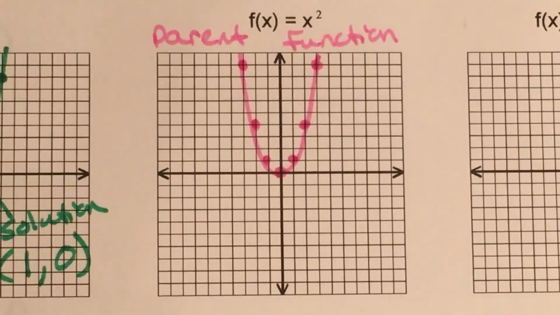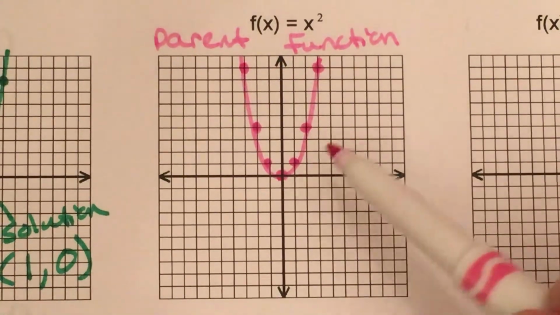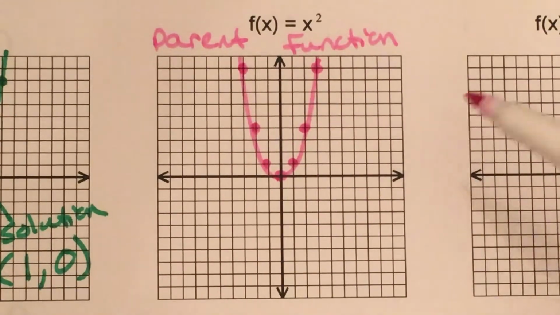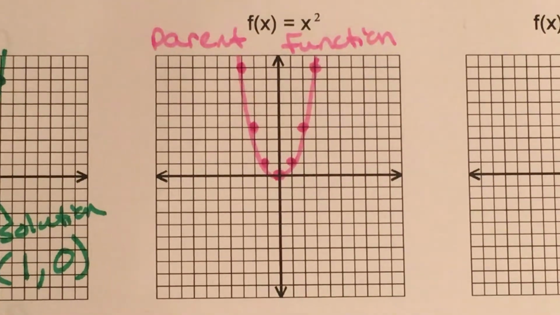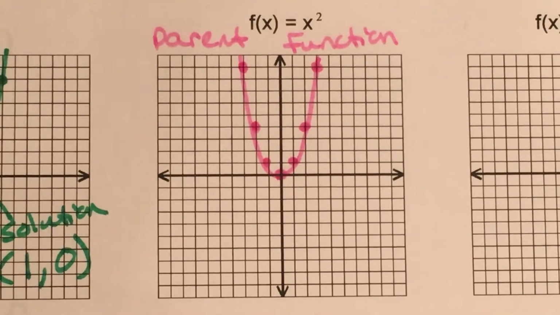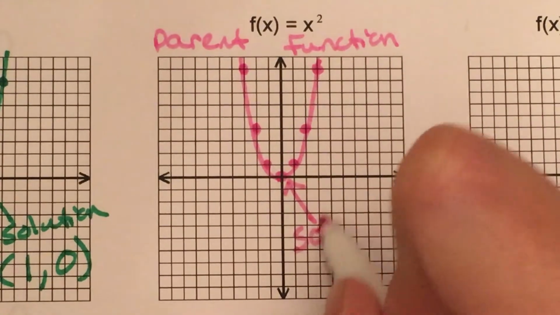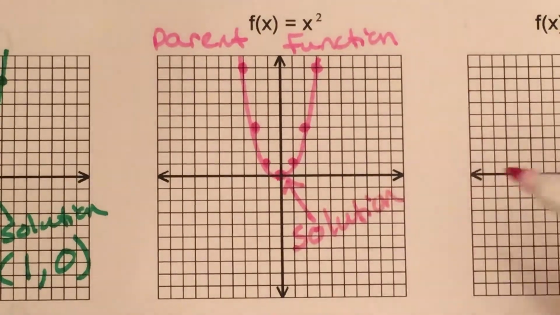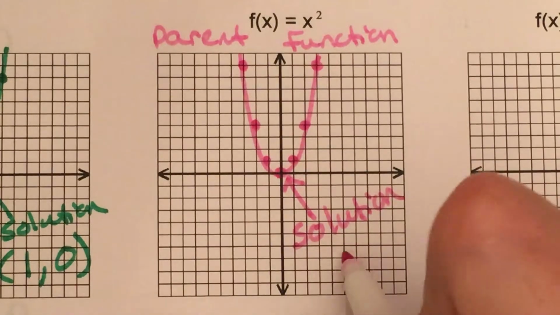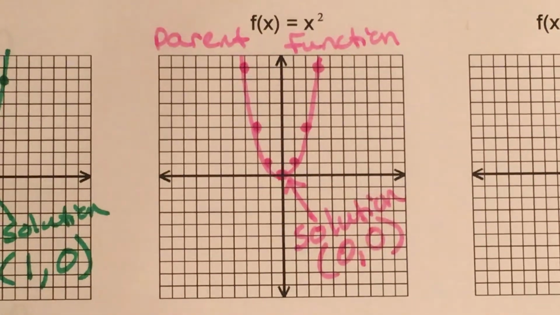Okay, so again, I would say, hey, you got any solutions? And you'd say, yep, I do. And I would say, how do you know? And you'd say, because I see it right there. And I'd say, that's right, good job. So this is your solution. It happens to be located at the coordinate point of 0, 0. It is at the origin.